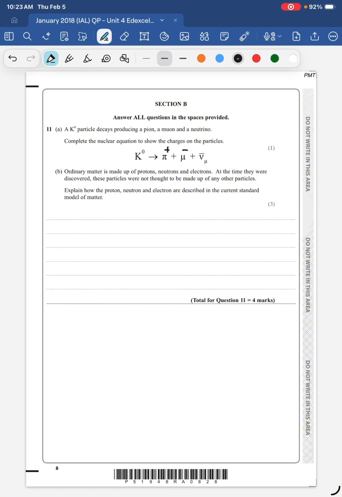Part B now says ordinary matter is made up of protons, neutrons, and electrons. At the time they were discovered, these particles were not thought to be made up of any other particles. So in the beginning, people thought these particles were fundamental. Now the question is, explain how the proton, neutron, and electron are described in the current standard model of matter. Let's start with the electron, which we know is a lepton, and it's a fundamental particle.